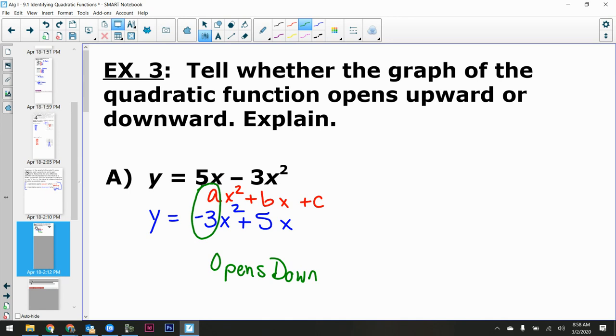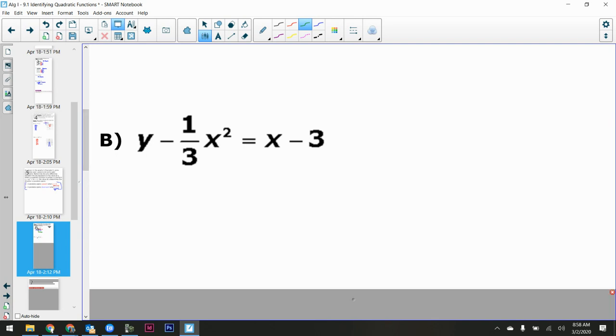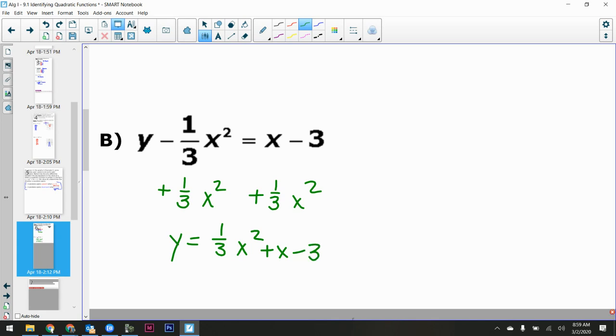Okay, good. Let's try another one of those. Is this solved for y? No, because it's not in standard form, right? So what do I need to do to put this into standard form? Add 1/3 x squared over to the other side. Does that combine with anything on the right side? Does that combine with my x? No. So I've got 1/3 x squared plus x minus 3.